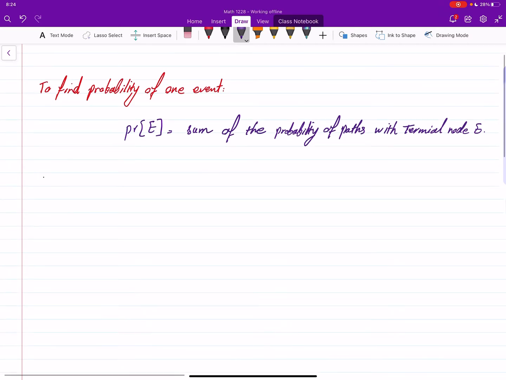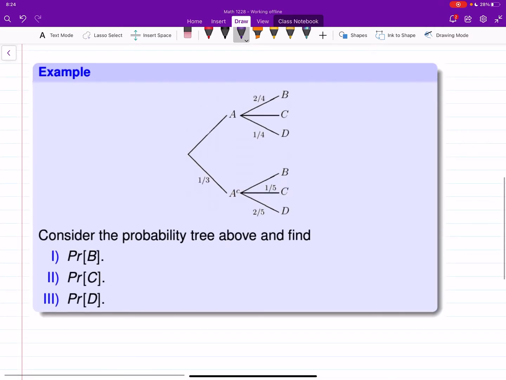Let's see this in some examples. So this one is a tree given here. This is a probability tree, and I can simply complete these numbers here just by the fact that the numbers on outgoing branches of any node must add up to 1. So for the first one, the probability that will give us B.